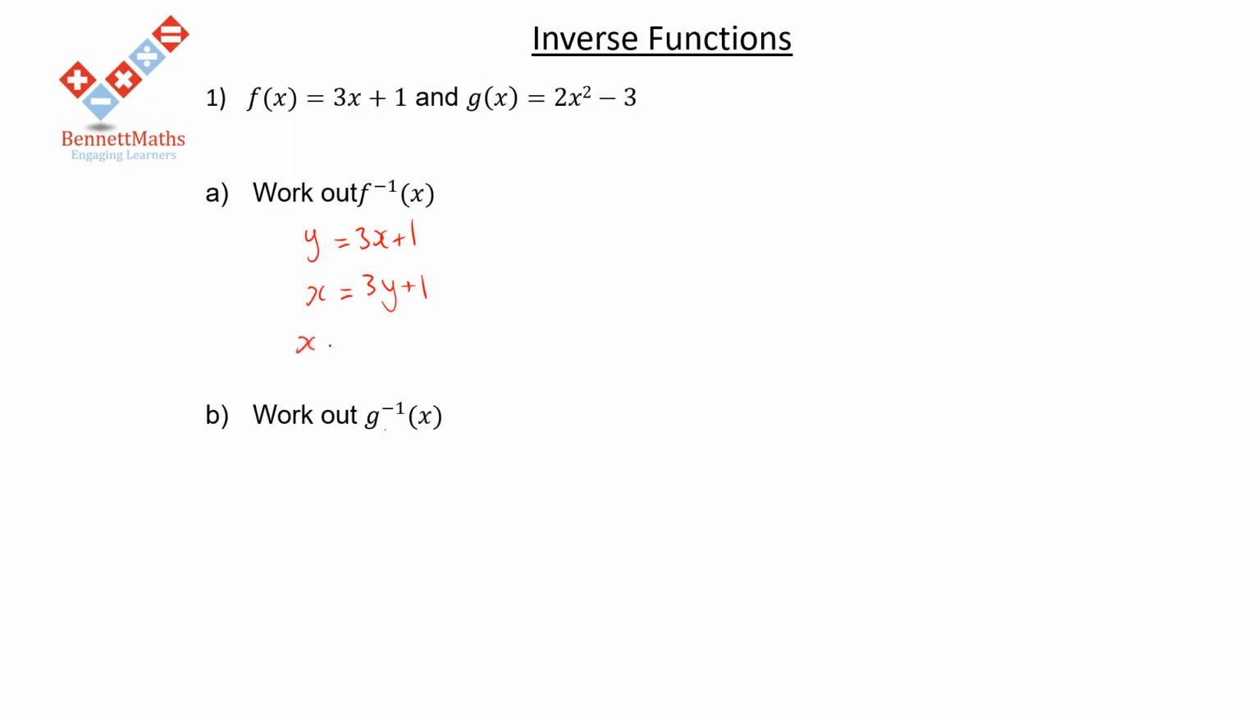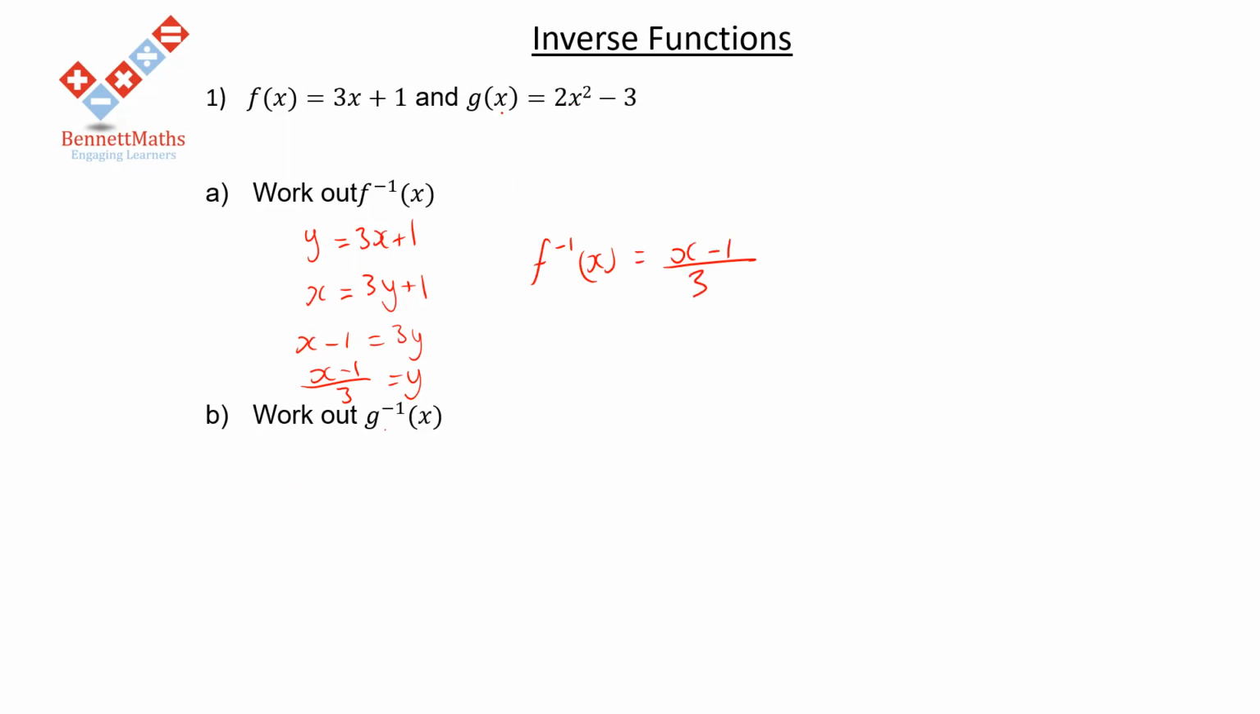So we have x minus 1 is equal to 3y. We divide both sides by 3. We have x minus 1 all over 3 is equal to y. So our inverse function is x minus 1 over 3.